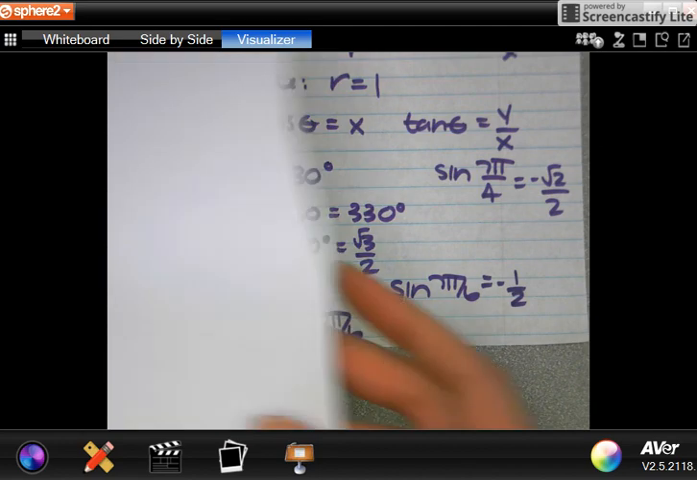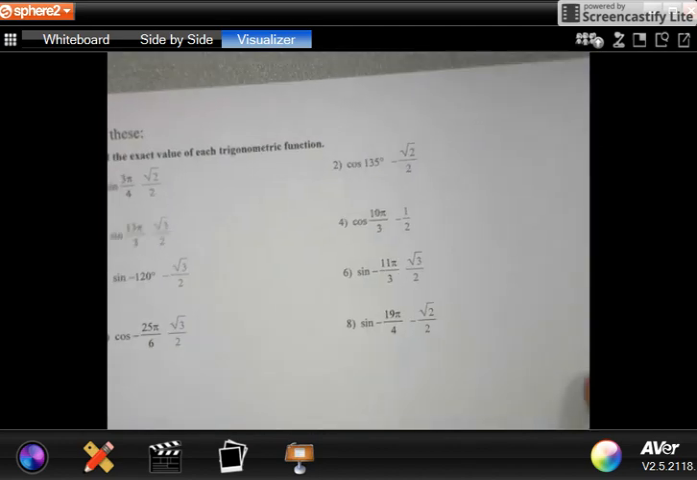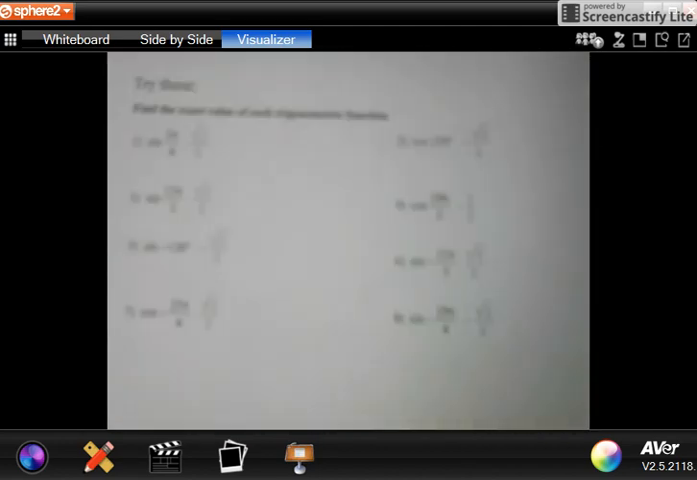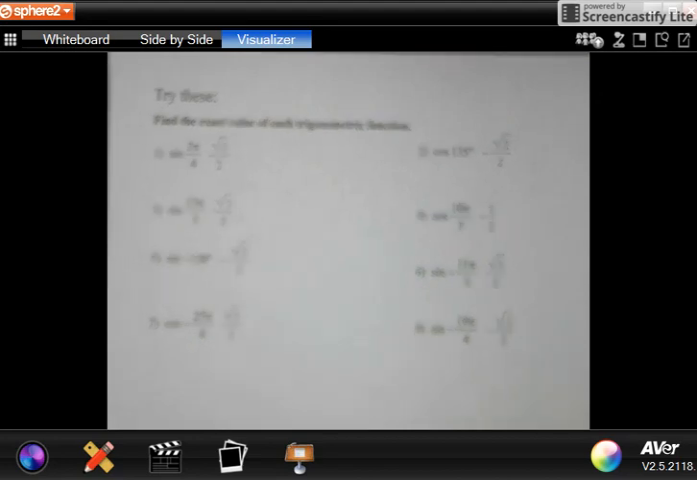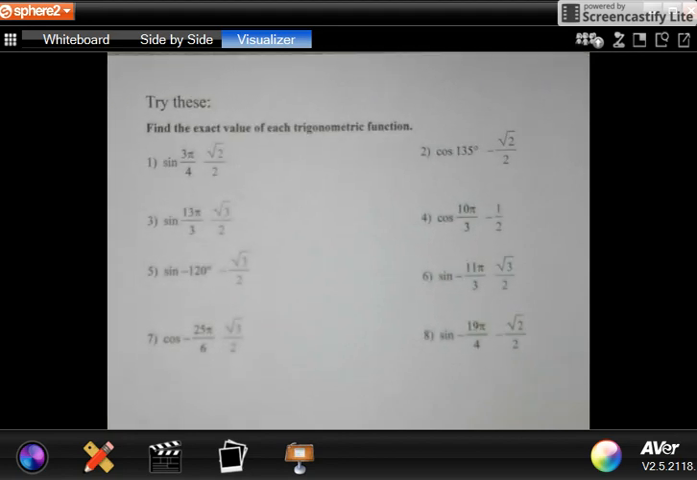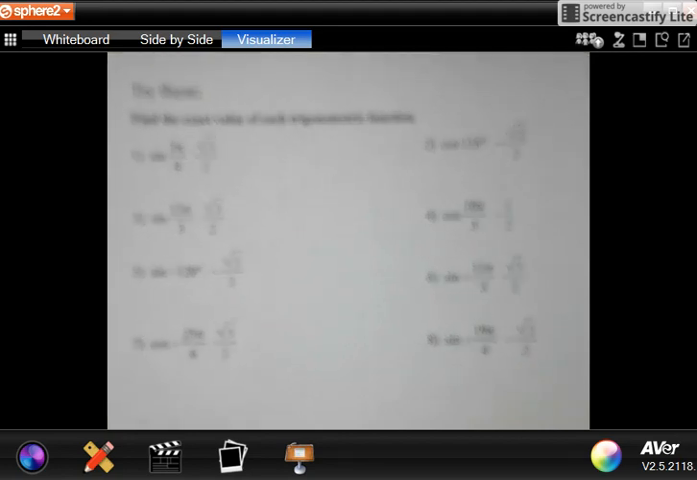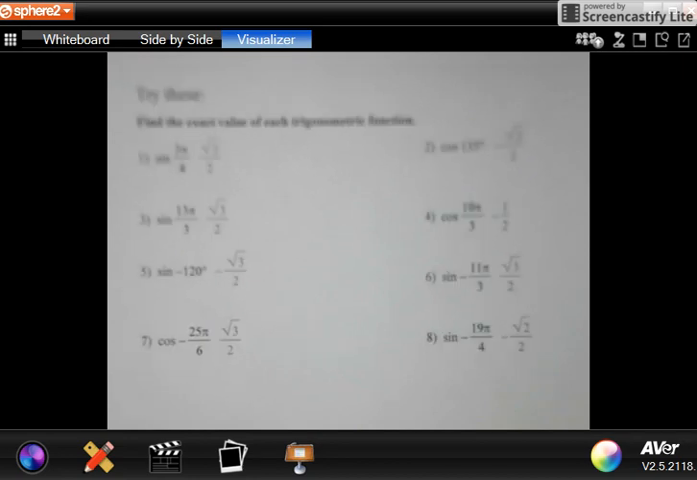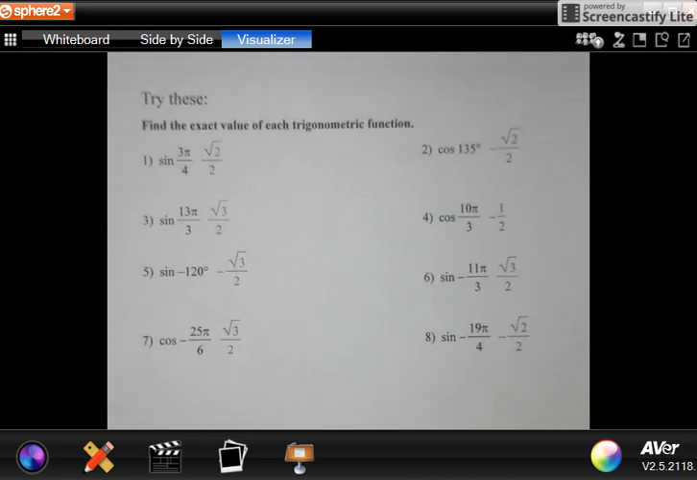Here are some for you to try on your own. If it ever focuses for us, there we go. And now the answers are here written in the gray part.